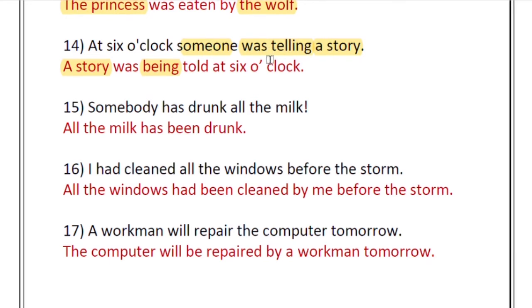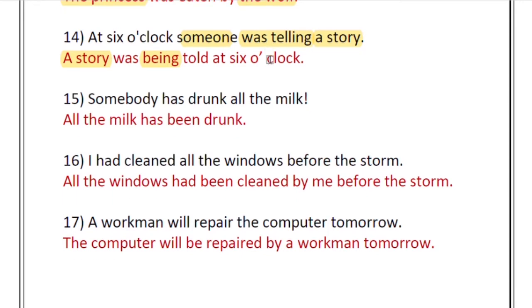Okay. Next, somebody has drunk all the milk. Now you tell me, somebody is obviously the subject. Has drunk is the verb and the tense. And what is the object? All the milk. So all the milk has been drunk. Okay, you can remove the words by somebody.